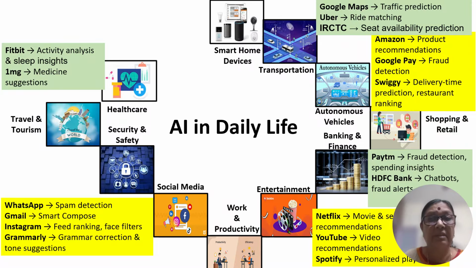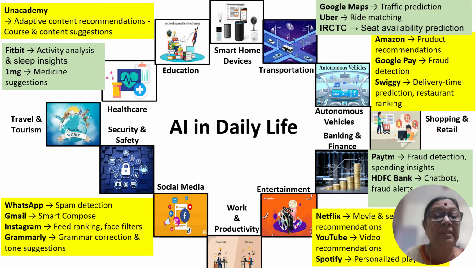One is Fitbit. It's an activity analysis, and it also gets your sleep patterns. There are a lot of smartwatches that have similar applications inbuilt in them. And then you have 1mg, which is an online medicine delivery system, which gives some medicine suggestions if you don't get what you want. You have given something in your prescription, but that's not available. They give you some other suggestions. Not to say you should take that. You should probably ask your doctor.